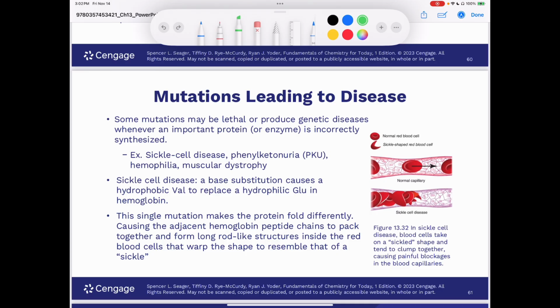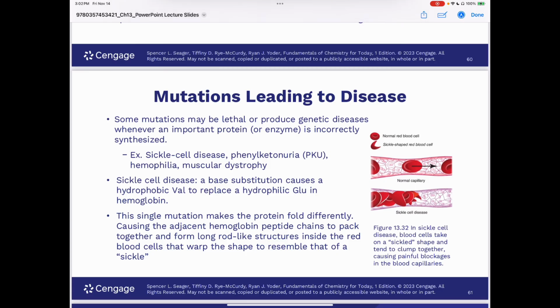In sickle cell disease, a DNA base mutation causes a hydrophobic valine to replace a hydrophilic glutamic acid in hemoglobin. This single mutation makes the protein fold differently. The adjacent hemoglobin peptide chains try to pack together to prevent exposing the hydrophobic valine to the aqueous environment, which is our blood. And as the hemoglobin chains stack together, they form long rod-like structures inside the red blood cells that warp the shape to resemble that of a sickle. The sickled blood cells have a tendency to clog blood capillaries, which has many catastrophic side effects such as anemia, vision problems, and even strokes.